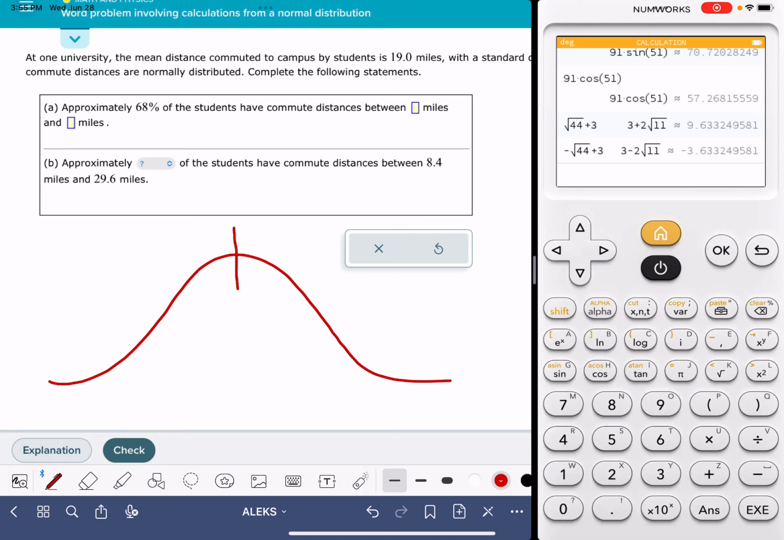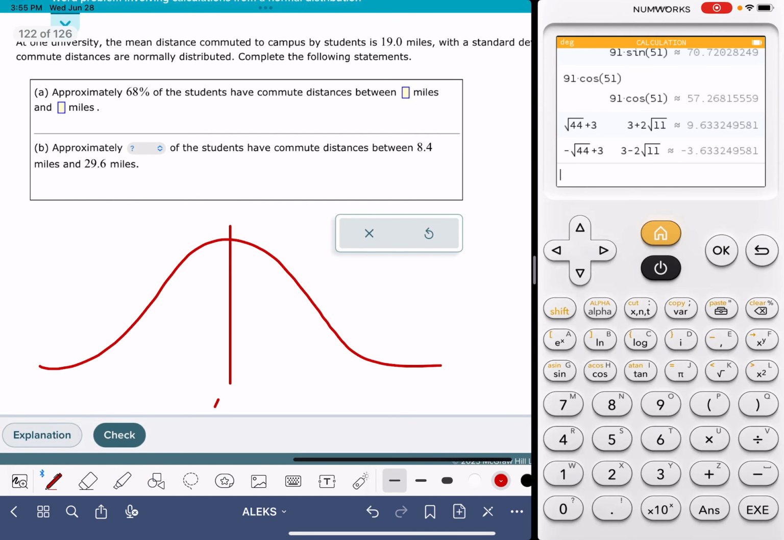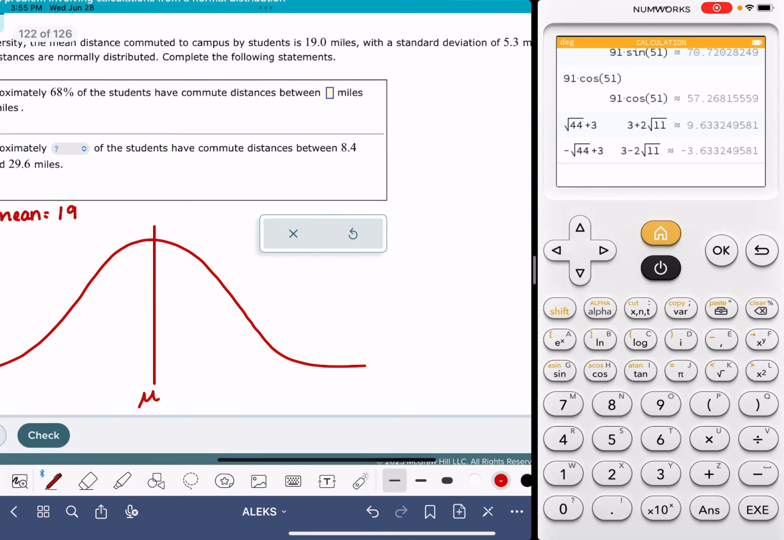So for a normal distribution of data, that center point right there that I just drew, that would be the mean of the data. And the symbol that we typically use for mean is the Greek letter mu. So I'm just going to draw that notation in down here at the bottom, and we'll make a note that mu is the mean, and for my data, the mean is 19. I don't really care what the units are because it is not relevant to understanding how to solve this problem.